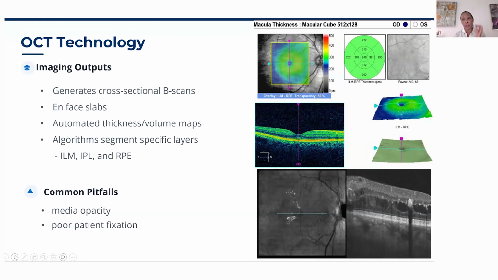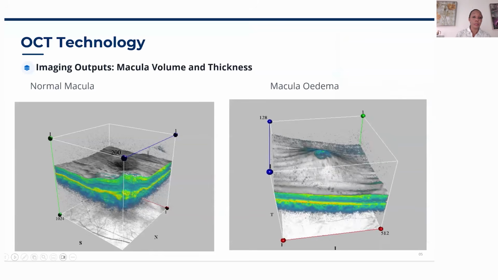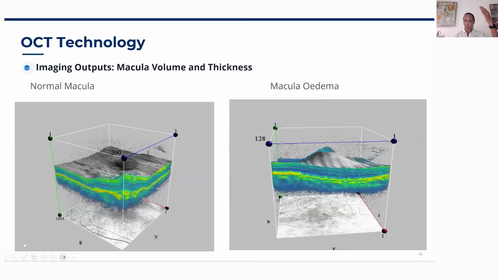There are common pitfalls with OCTs, and one of the problems we have is that if there's media opacity, if there's a cataract, if there's a vitreous hemorrhage, it's going to limit the quality of it. You may get artifacts in your OCT, and also if the patient has poor fixation, you will not be able to see the details better. But as the scanning time has improved, the chances of these actually causing a problem gets less and less. So technology has certainly improved OCT definition over the years.